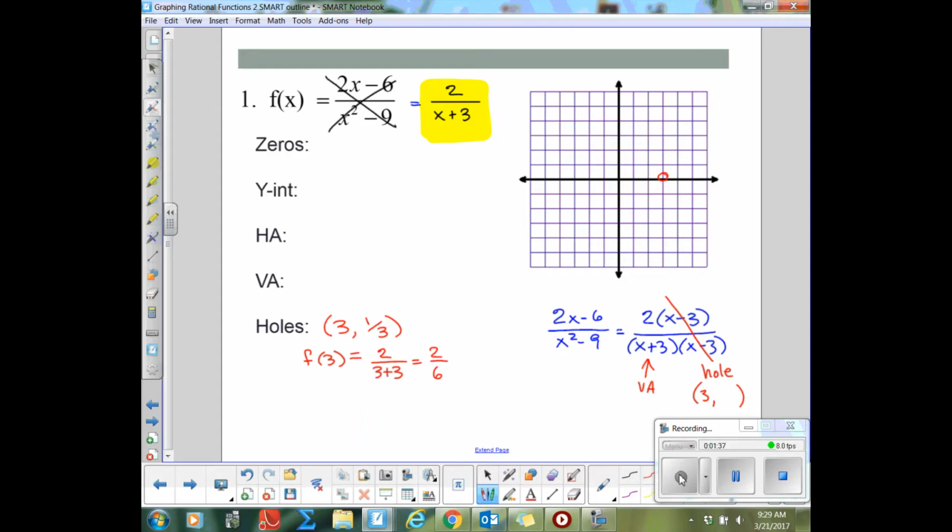The rest of the graphing is the same as we did yesterday, using the simplified version of this rational function. To get the vertical asymptote, you look at the denominator, set the factor in the denominator equal to 0. To get the horizontal asymptote, you divide numerator by denominator. 2 is the same thing as 0x plus 2. So if you try to divide, 0x divided by x is 0. That is your horizontal asymptote.